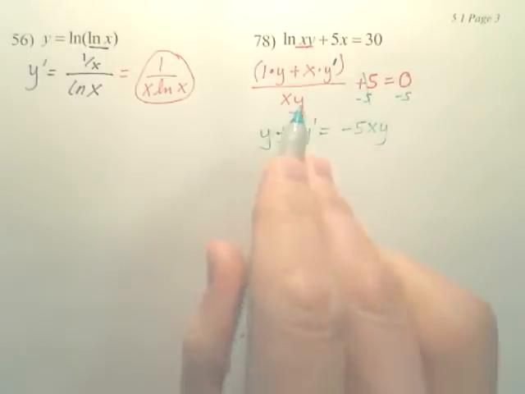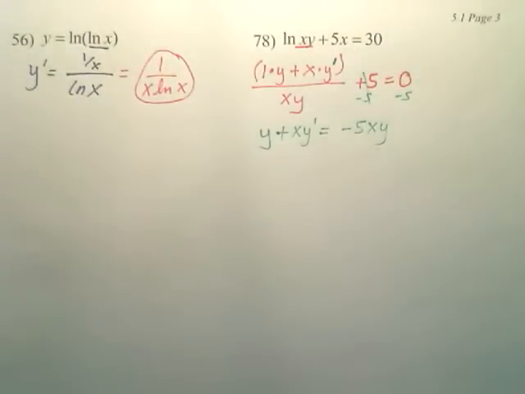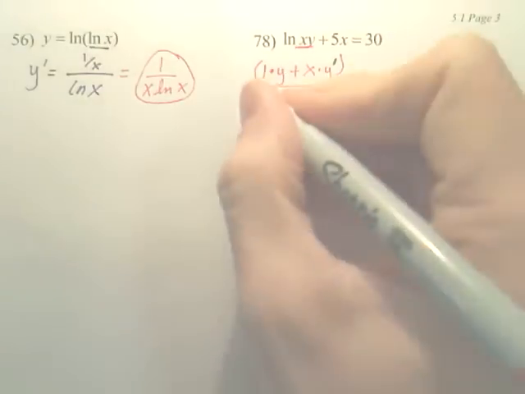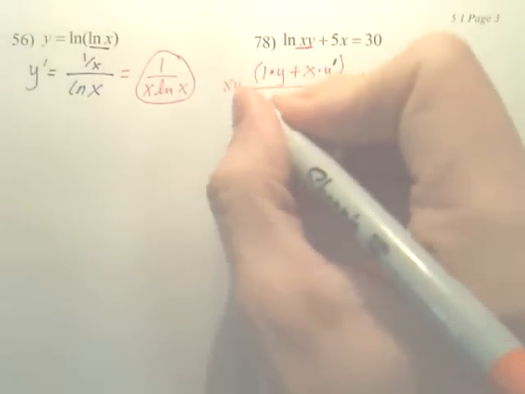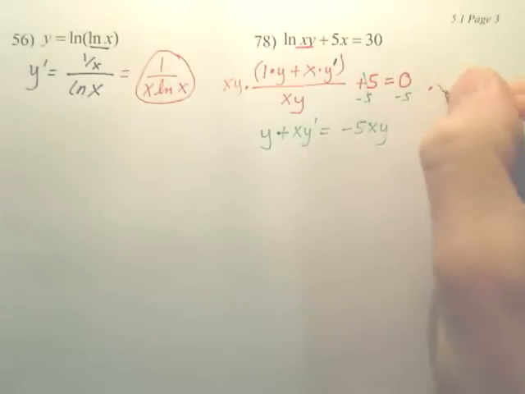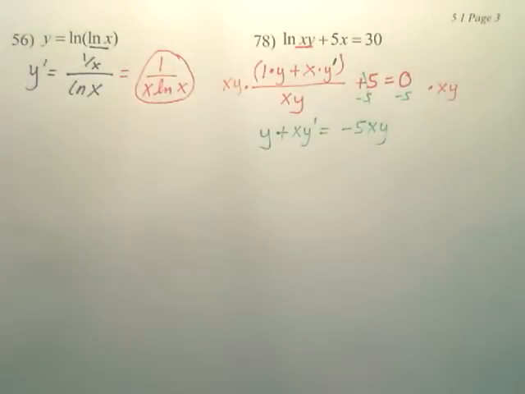And then I multiplied the xy over. Hopefully you can see that. I'm going to multiply xy over. So I minus the 5 over, and then I multiplied the xy over. Two steps in one.